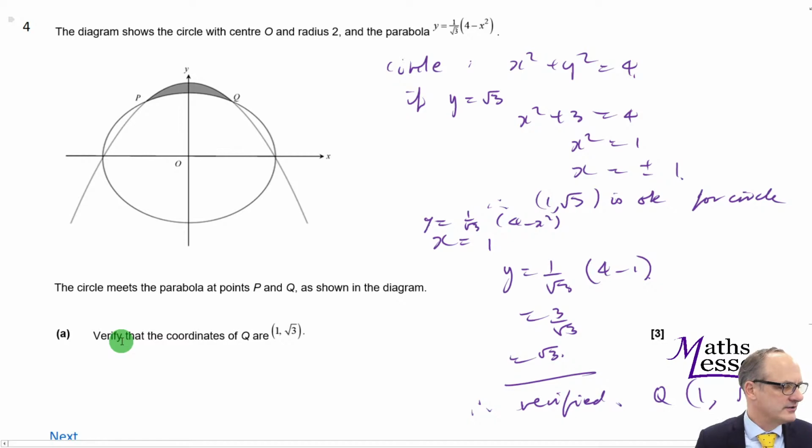Right, the second part of this question is a bit more interesting and shows why you need to have more time to do the questions. So let's see how you get on with this one.